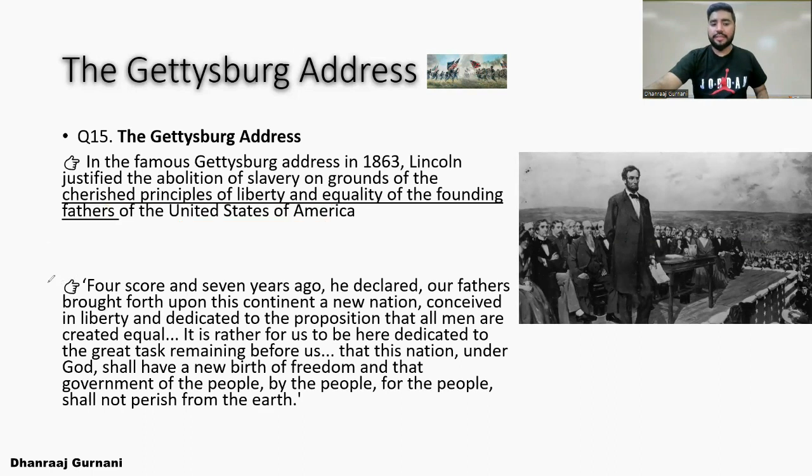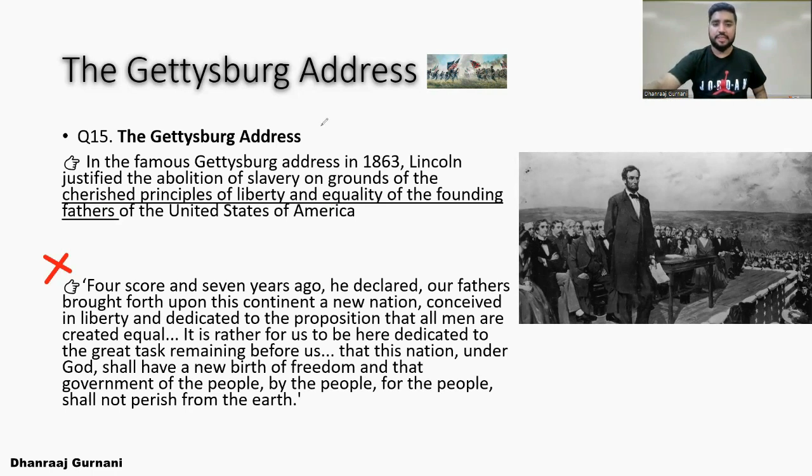You don't have to learn this. This is the Gettysburg Address. There's a part of the Gettysburg Address speech given in your textbook and your syllabus. You don't have to learn this. You can just go through this. It will not be asked as a question in your examination. Just revising this page. So what will be asked?